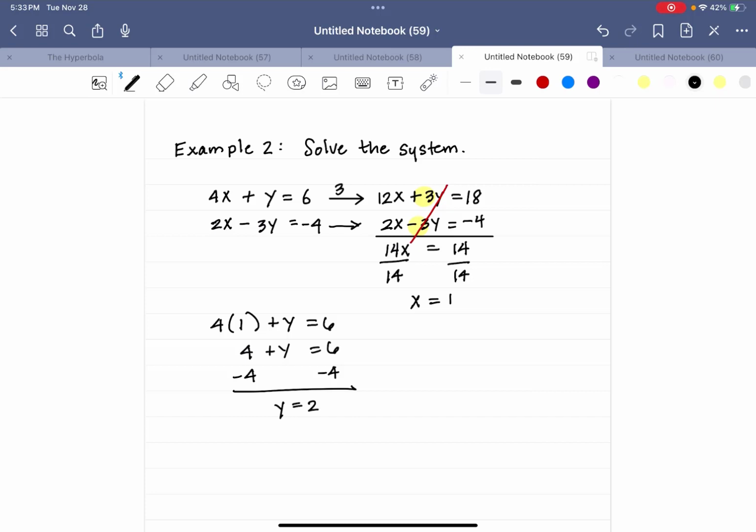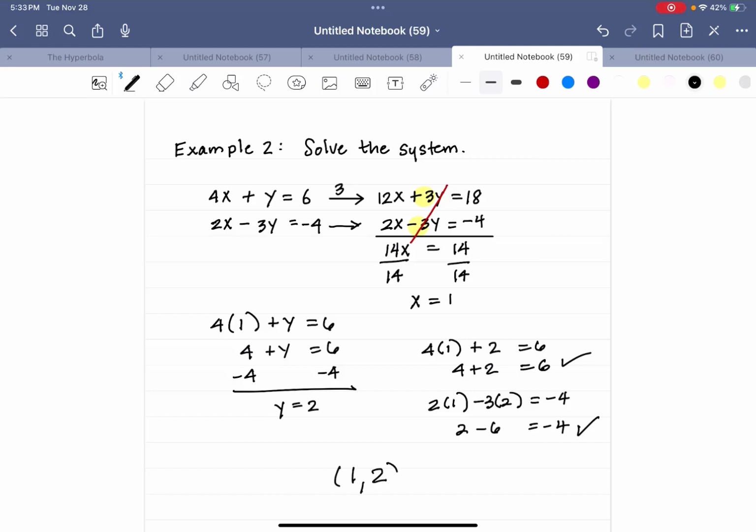And just to be sure, 4 times 1 plus 2 should be 6. 4 plus 2 equals 6 is correct. 2 times 1 minus 3 times 2 should be negative 4. 2 minus 6 equals negative 4. That is also correct. So my ordered pair solution is 1, 2.